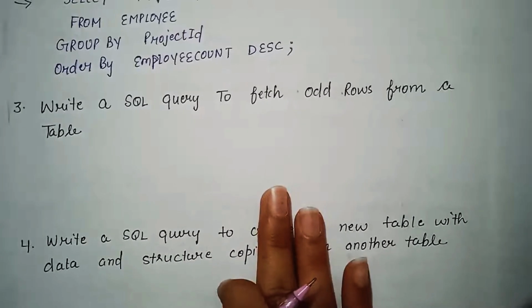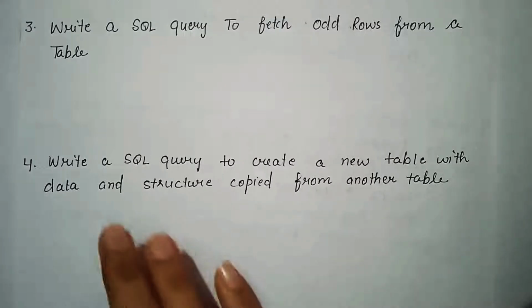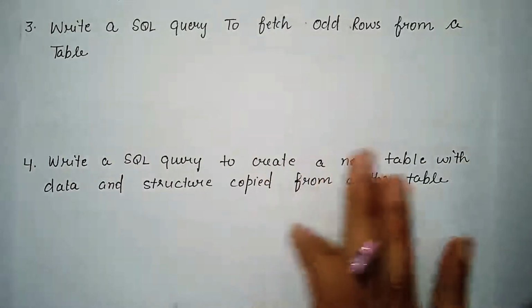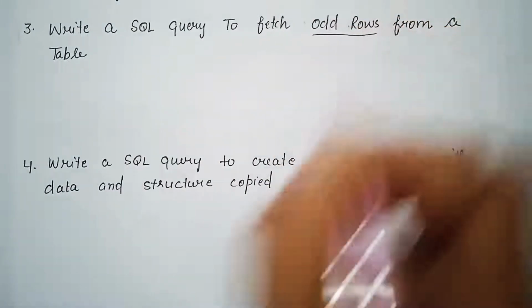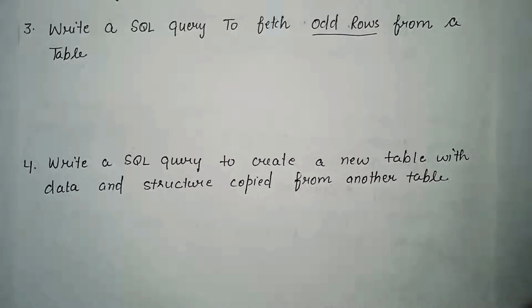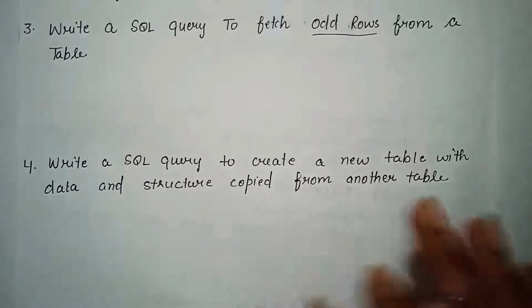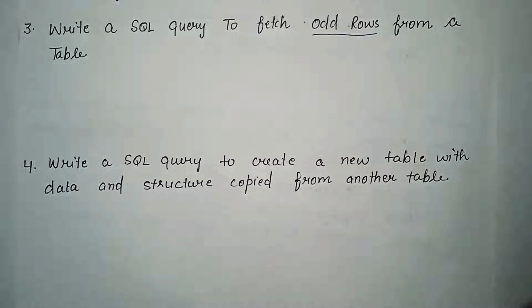Now let's see a third query over here. So the third query is: write a SQL query to fetch odd rows from a table. Now what do odd rows indicate over here? Odd rows indicate that the position of that row is odd. That means the row at the first position, the third position, fifth position, seventh position, and so on. Okay, so how do we write a query to fetch only odd rows?